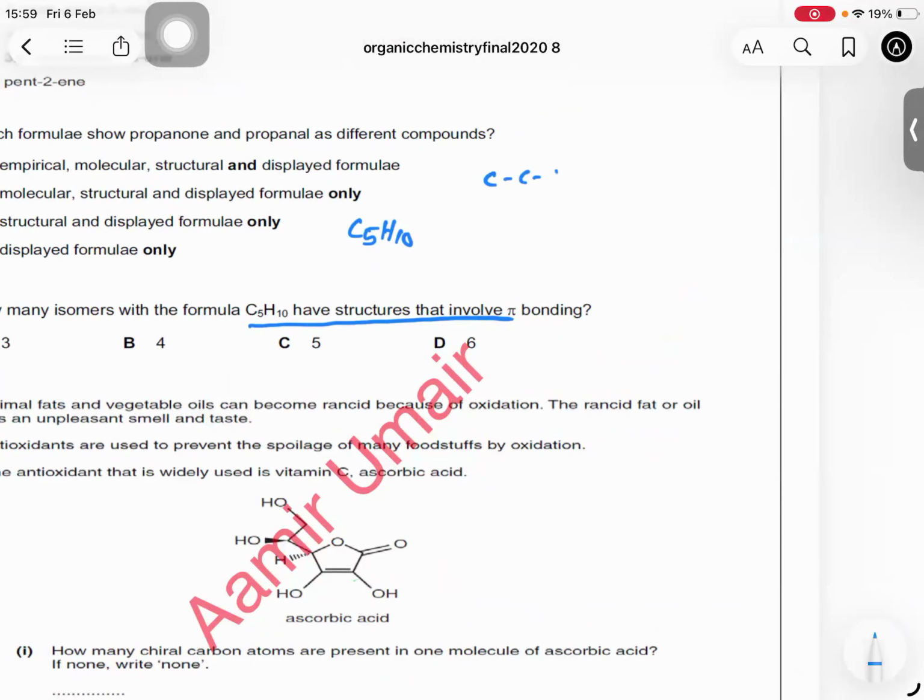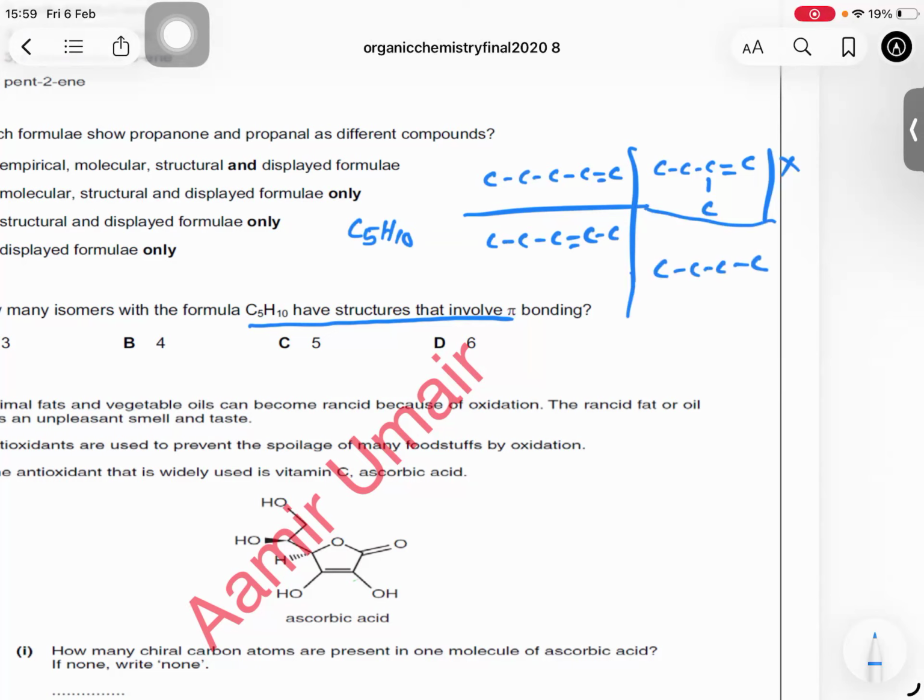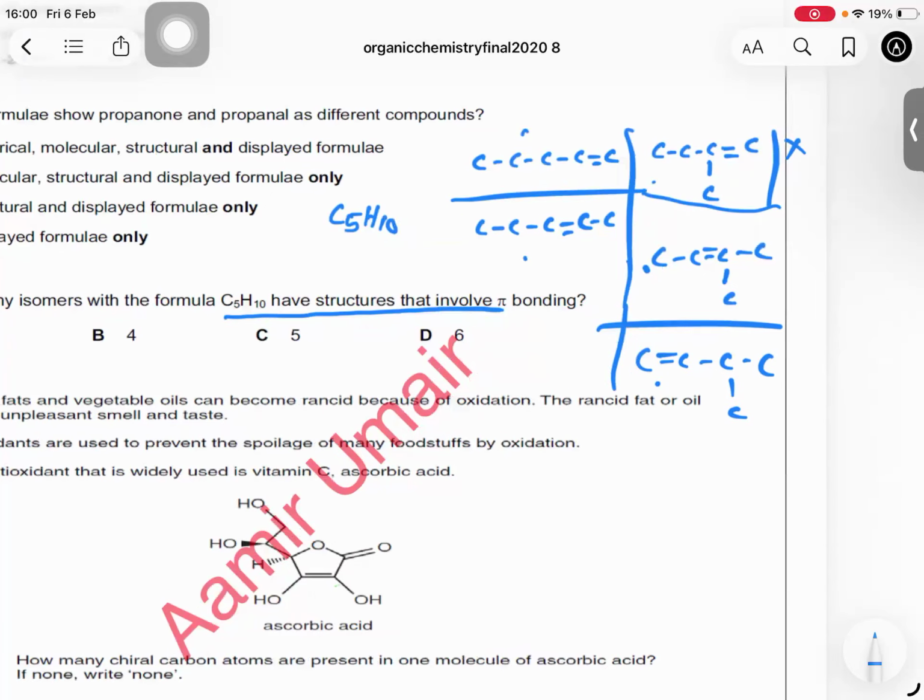1, 2, 3, 4, 5. This is pent-1-ene. 1, 2, 3, 4. Here is the branch. You can't make it shorter than this. Then let's change the position. Pent-1-ene to pent-2-ene. And then in this case, 1, 2, 3, 4. But-1-ene to but-2-ene. Again, 1, 2, 3, 4. Here it is. So 1, 2, 3, 4, 5. Where is the sixth one?